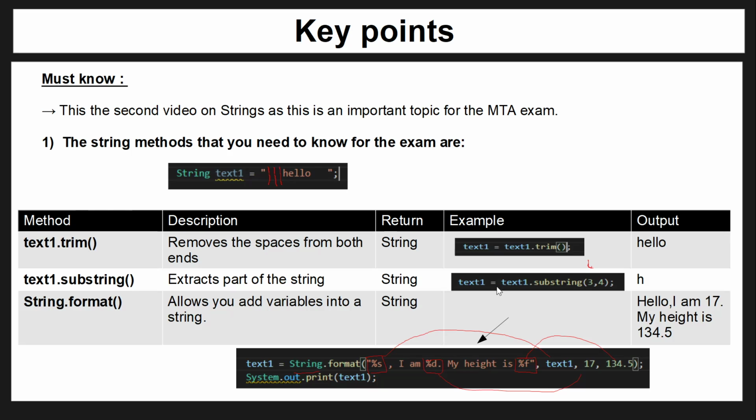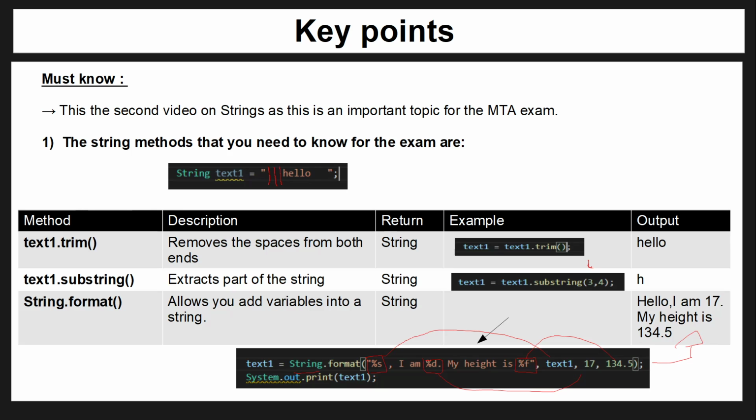And then the result of printing this text1 out would result in this. So it's saying hello, which is our first value here. I am 17, which is our second value here. My height is 134.5, which is the third value. So that would output that.